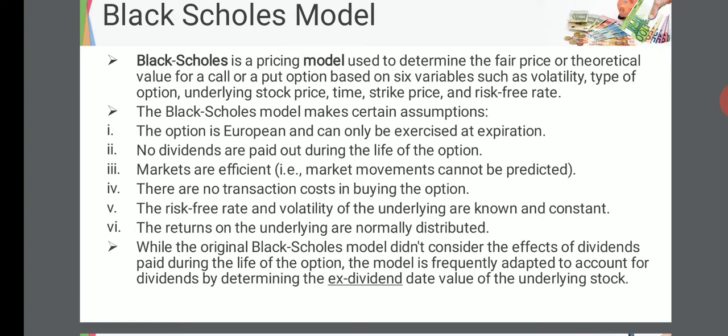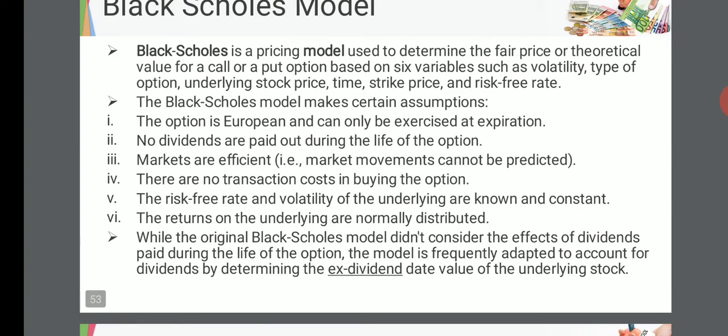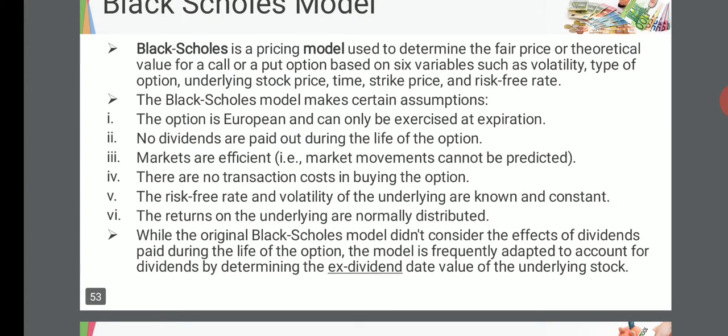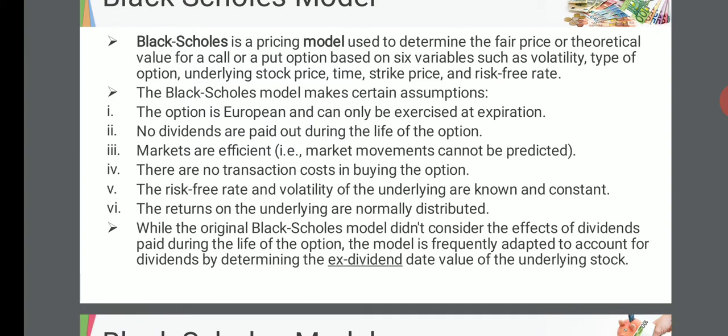The Black-Scholes model makes certain assumptions. So what are the assumptions of the Black-Scholes model? The option is European and can only be exercised at expiration, so you cannot exercise your option before the expiry date like you do in an American option. No dividends are paid out during the life of the option. Markets are efficient, that is, market movement cannot be predicted. There are no transaction costs in buying the options. The risk-free rate and volatility of the underlying are known and constant, and the returns on the underlying are normally distributed. So they are not skewed, they are normally distributed.